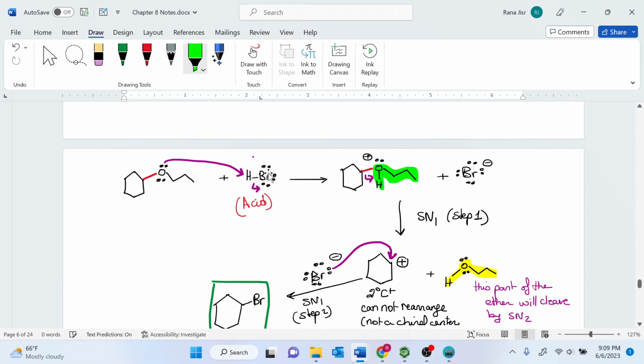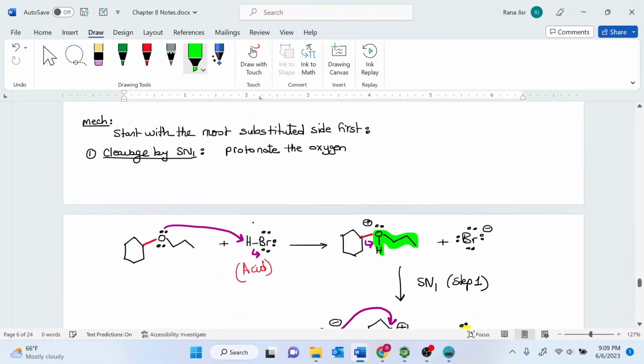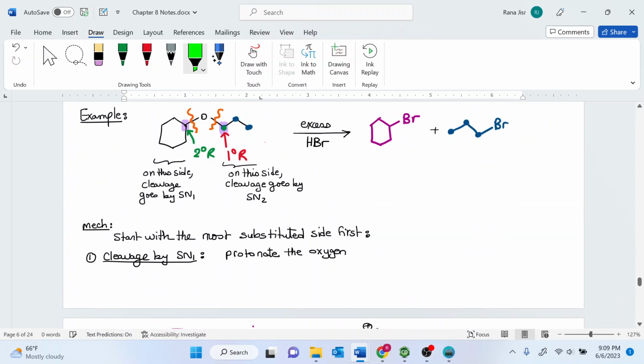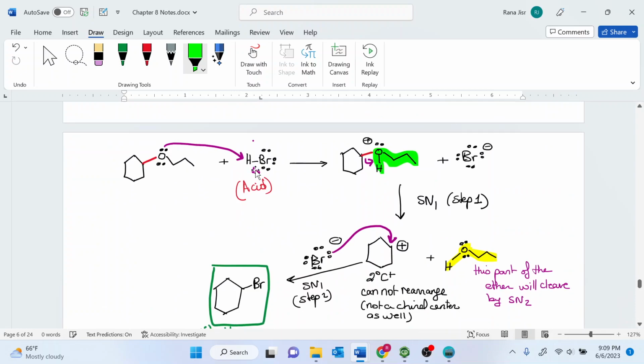The nucleophile is from the acid itself, because here what I'm using is HX. X is my nucleophile, but the nucleophile here is not free. It is connected to the hydrogen. So this is why my first step required the protonation. I took the hydrogen away and I released the nucleophile. Now the nucleophile is ready to react with the carbocation.